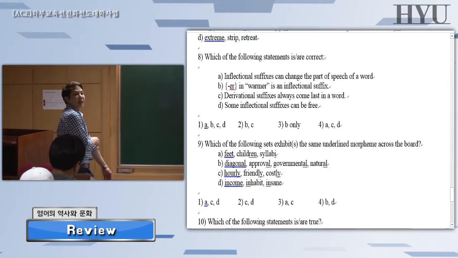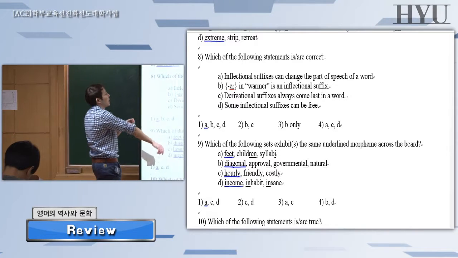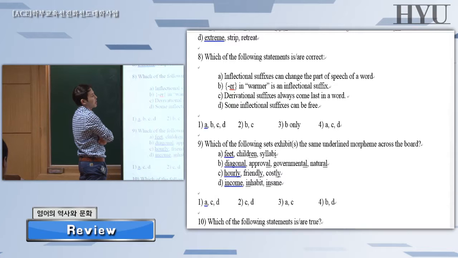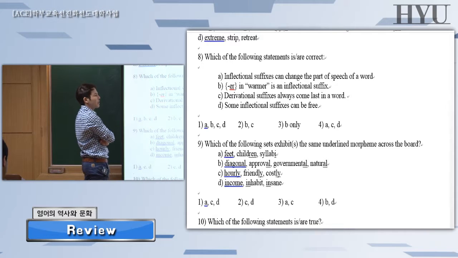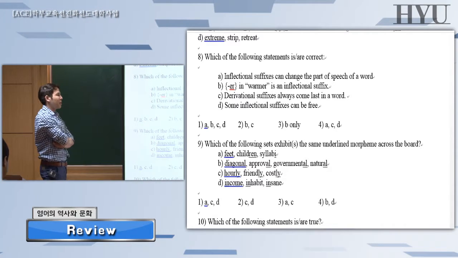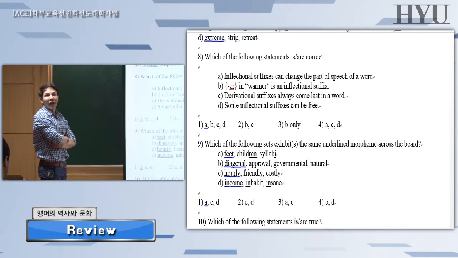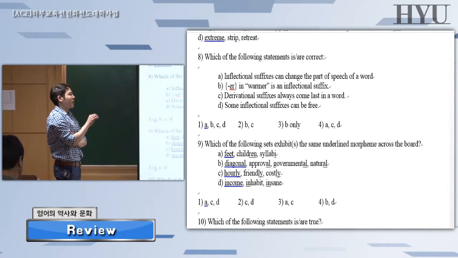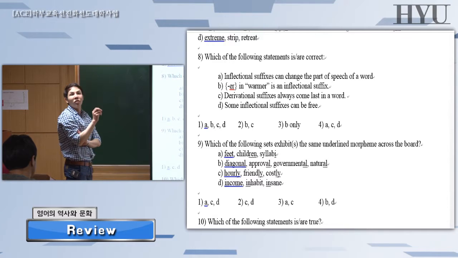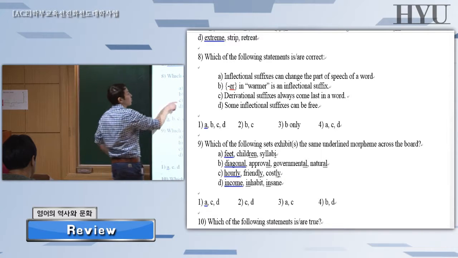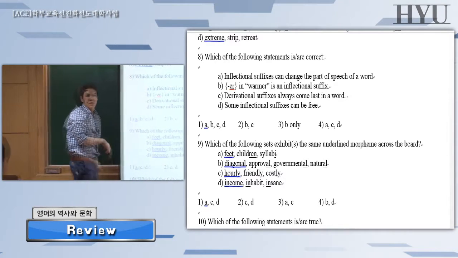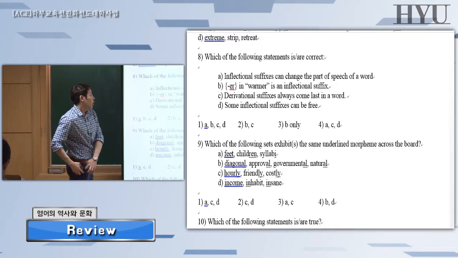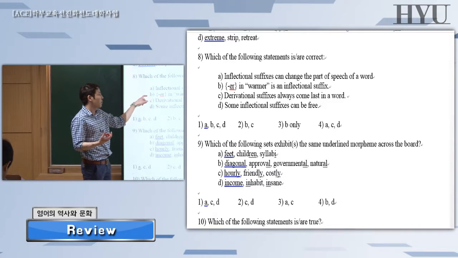Number 8. Okay, quickly moving to 8. Which of the following statements is or are correct? A, inflectional suffixes can change the part of speech of a word. It cannot, because an inflectional suffix only does a grammatical function. So only derivational suffixes can. Number B, -er in warmer is an inflectional suffix. Yes, because it's an adjective suffix. So B is correct. A is not correct.